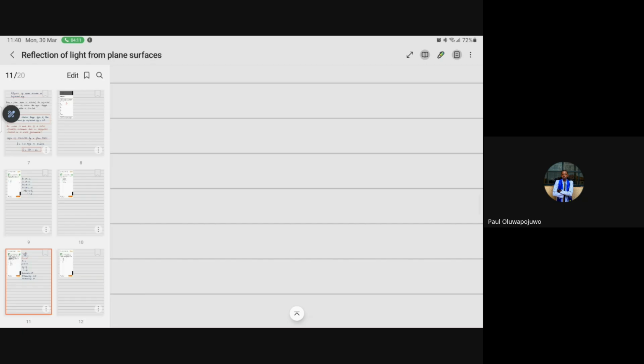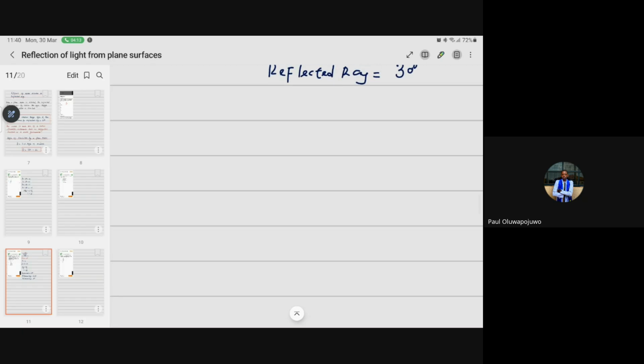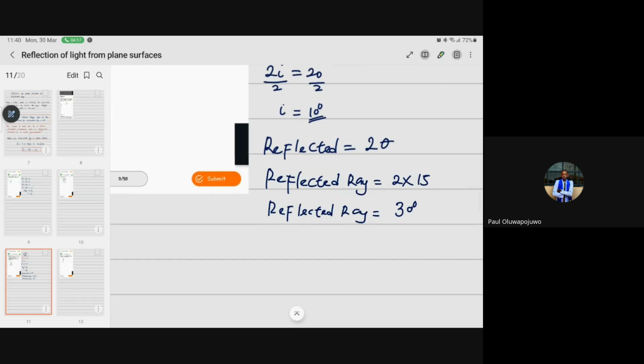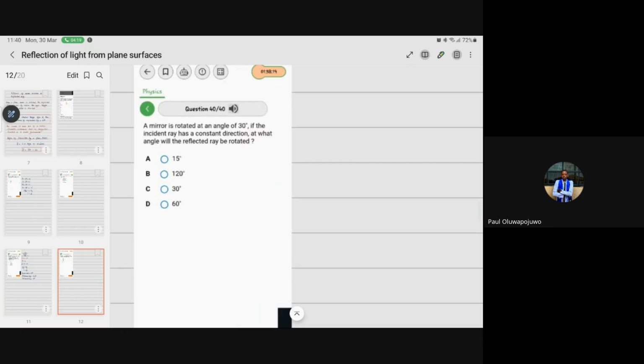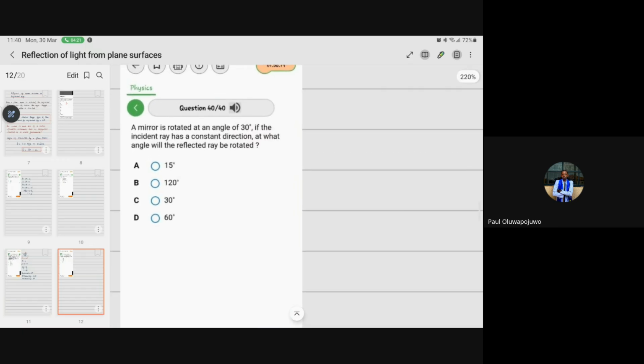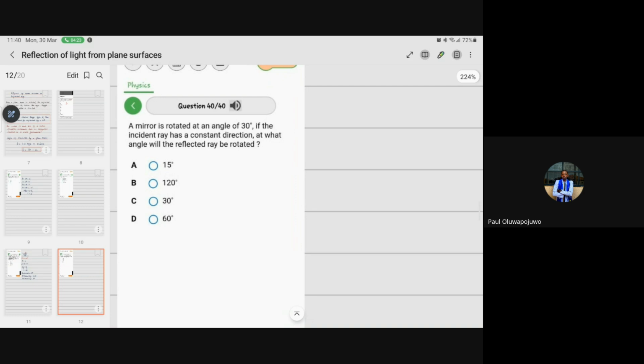So that question has been answered. Either increase, decrease, add, subtract, clockwise or anti-clockwise, just like Paul has highlighted. So whichever works for you is entirely fine. So they said a mirror is rotated at an angle of 30 degrees. If the incident ray has a constant direction, at what angle will it be reflected? That one is as simple as anything. So I think the only challenging question that might be confusing for some persons is the one you answered. But with that one, you can answer another question. So what's the answer to this one?